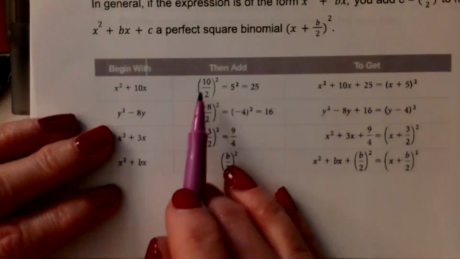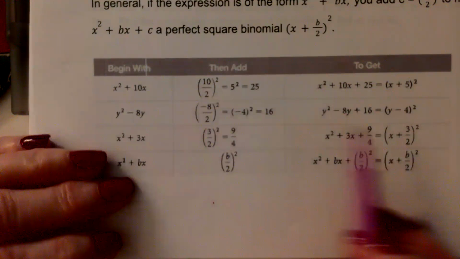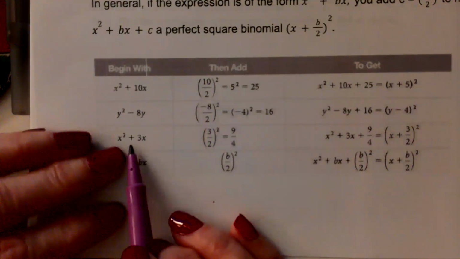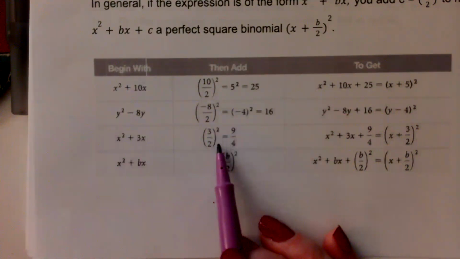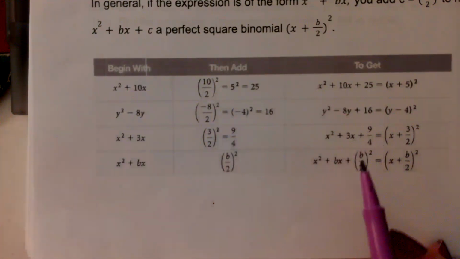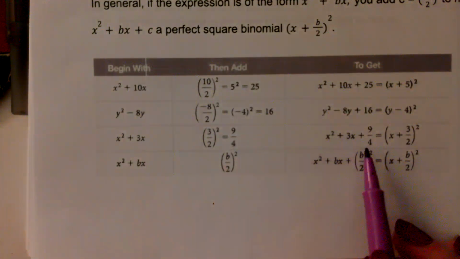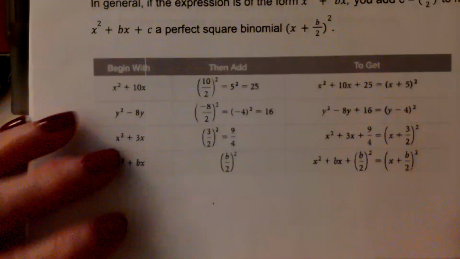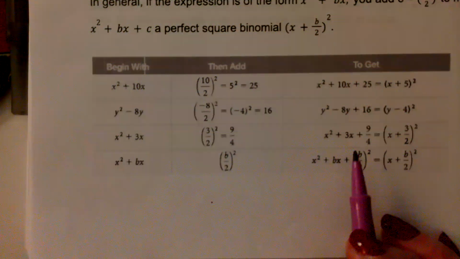So whatever your b divided by 2 is, that's going to be your perfect square. So the third one is x squared plus 3x. If you take 3 and divide by 2, it's 3 halves. So your perfect square is x plus 3 halves squared. And if you multiply that out, that's why you're adding the 9 over 4. So in general, whatever your b is, you're adding b over 2 squared.